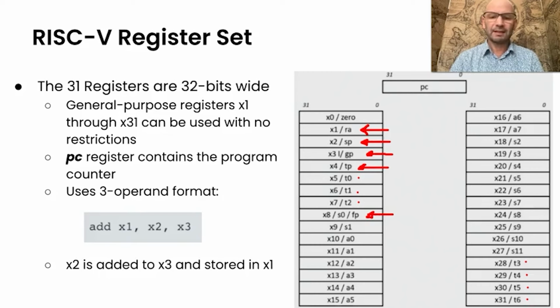And then A0 to A7, so A0 starting here, A7 finishing here, all in sequential order. Arguments are passed to functions in these. Any additional arguments are passed on the stack. And function return values are passed in A0 here and in A1. So this is just a quick overview of the RISC-V register set.